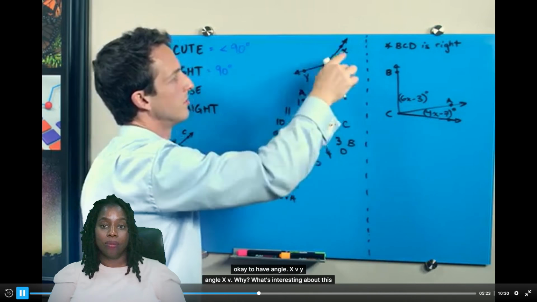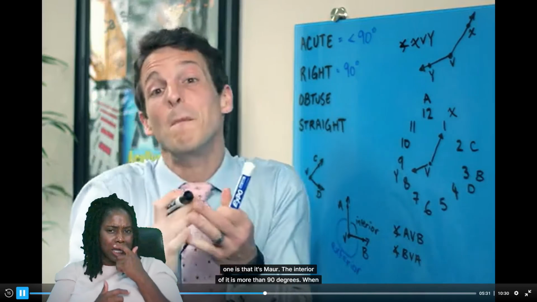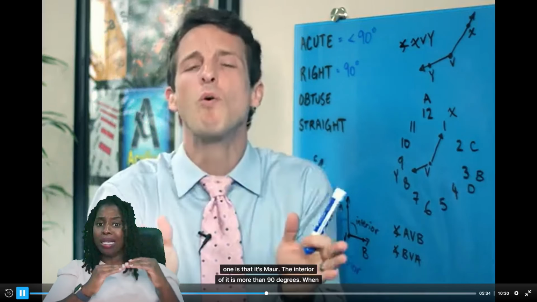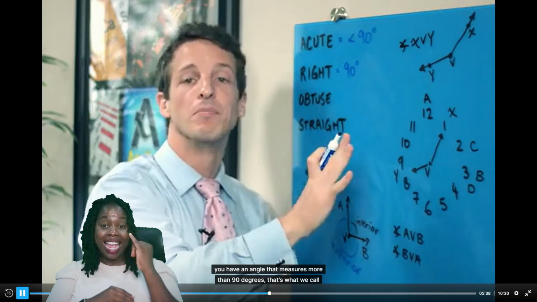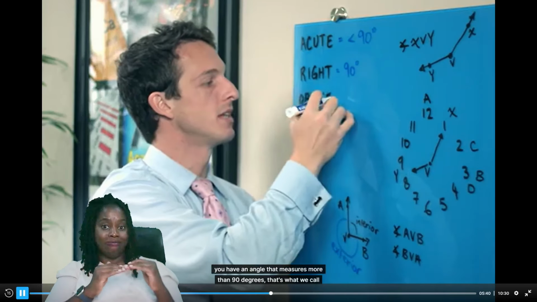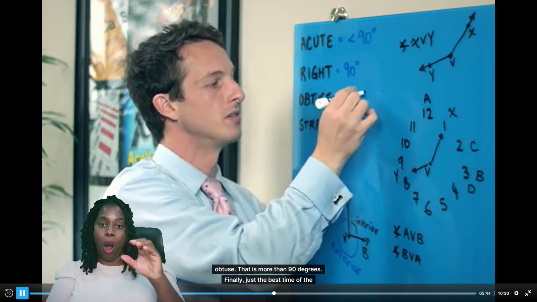Okay, so we have angle XVY. What's interesting about this one is that the interior of it is more than 90 degrees. When you have an angle that measures more than 90 degrees, that's what we call obtuse. So that is more than 90 degrees.